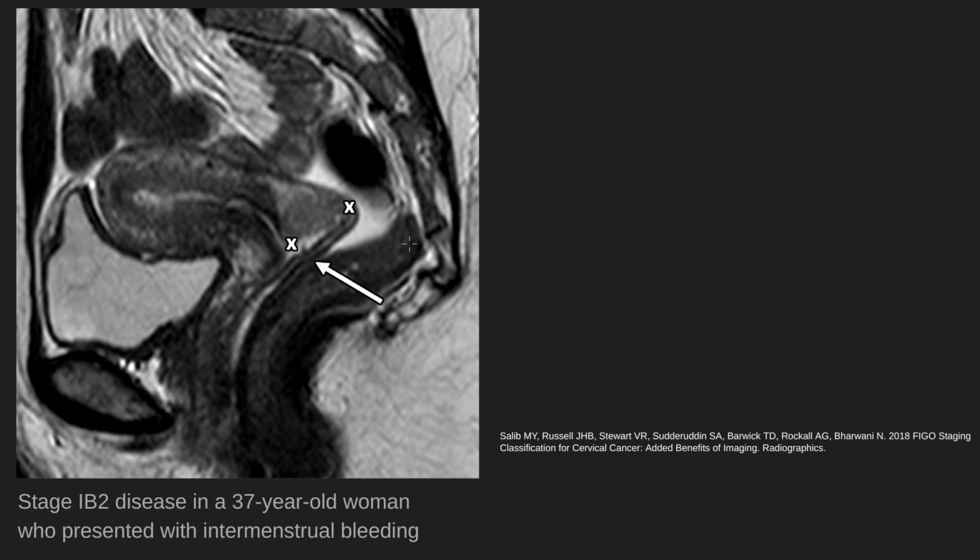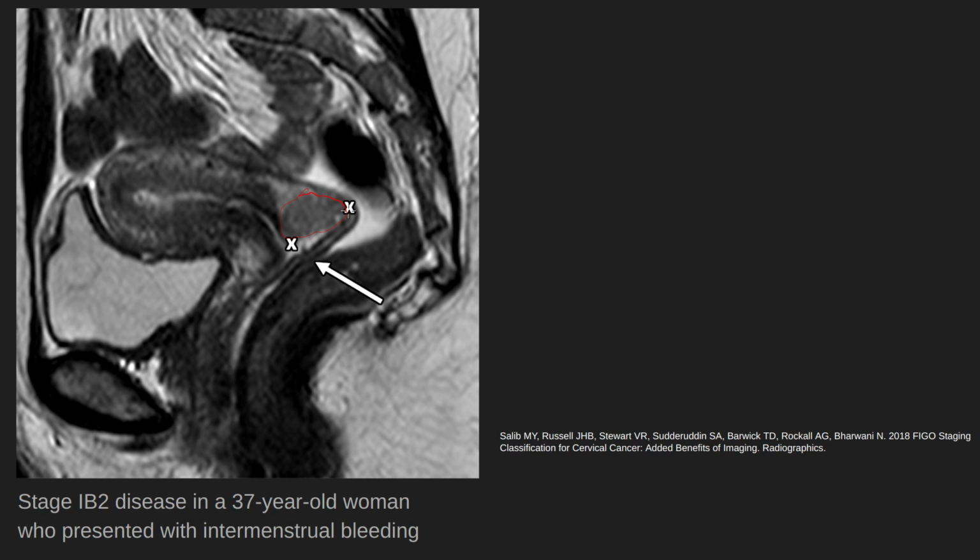Moving on, we will see this. This is a 37-year-old woman who presented with intermenstrual bleeding. And here we see this T2 grayish tumor, which is centered in the posterior cervix. It's causing a local mass effect on the posterior wall of the vagina.